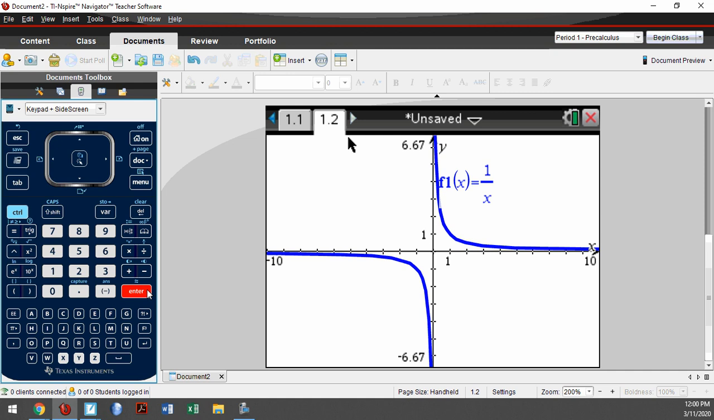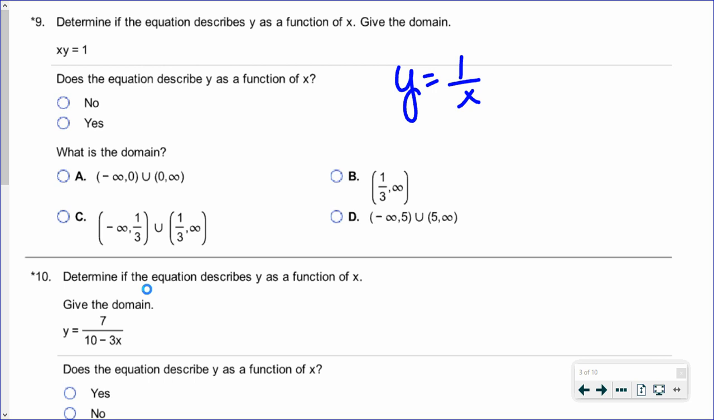Does it pass the vertical line test? Bam, bam, bam, bam. It does. It does pass the vertical line test. Okay, so yes, it is a function. And then furthermore, what is the function?